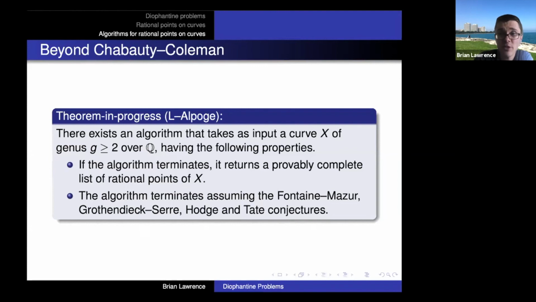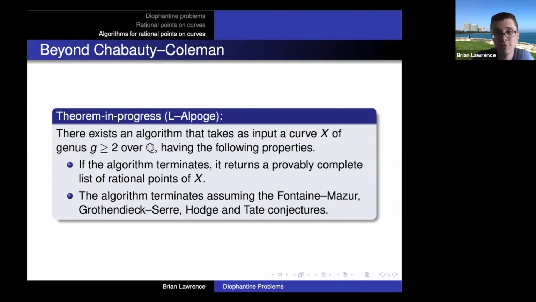And so more specifically, because I said the algorithm is conditional, I want to say exactly what part is conditional. This algorithm, it'll be something that you could maybe turn into a computer program. And what happens is the program runs and runs and runs, and maybe eventually it stops. If it stops, it'll give you a list of rational points, and it has proven that those are all the rational points. So if it stops, you can completely trust its results. And meanwhile, if you assume these various conjectures in arithmetic geometry, then you know the algorithm will eventually stop.